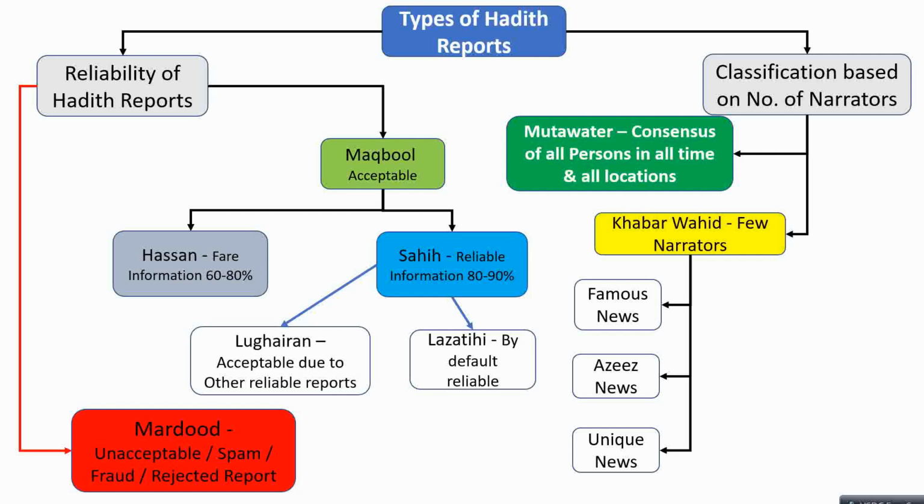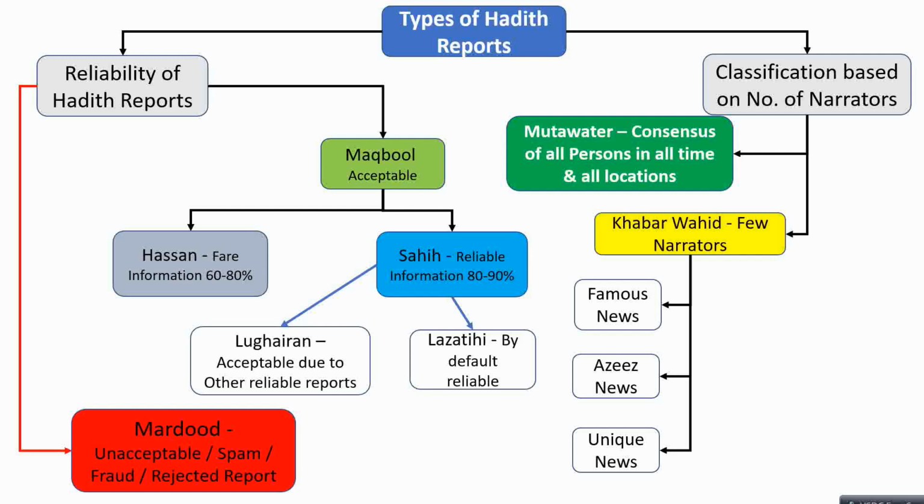Khabar wahid means reported by one, two or three persons, like this. Famous news means at least three persons mention it. Aziz news means only one or two persons mention it. And unique news means only one person mentions it, which means there is weakness in its authenticity.